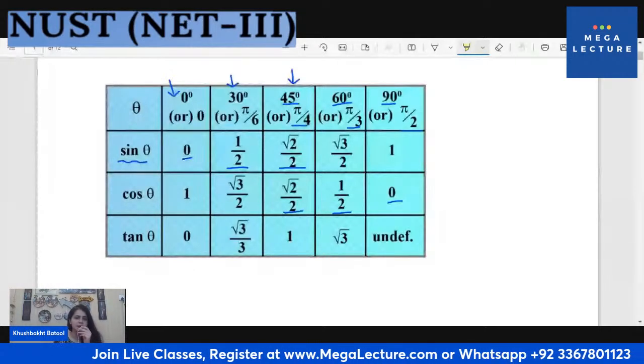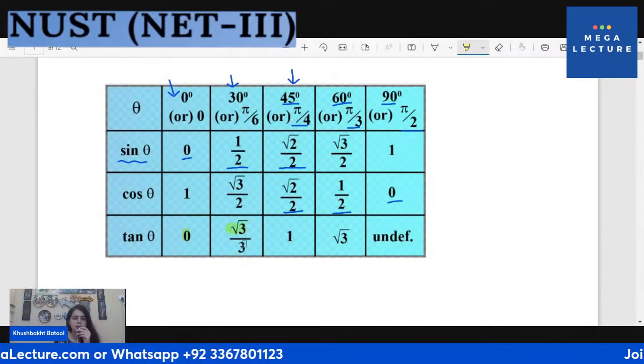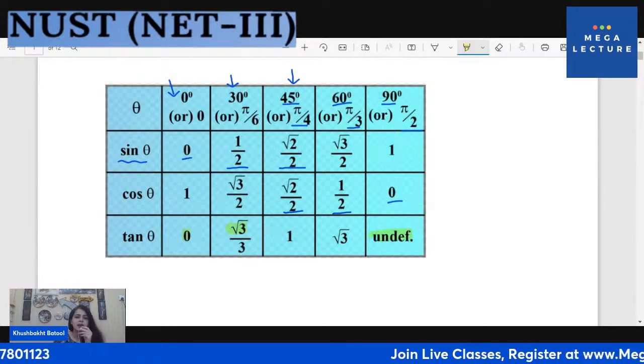It's not difficult, right? Then again for tan, tan is 0 when theta is 0, it is root 3 by 3 when it is 30 degrees, it is undefined when theta is 90 degrees. So this is something that you need to memorize.